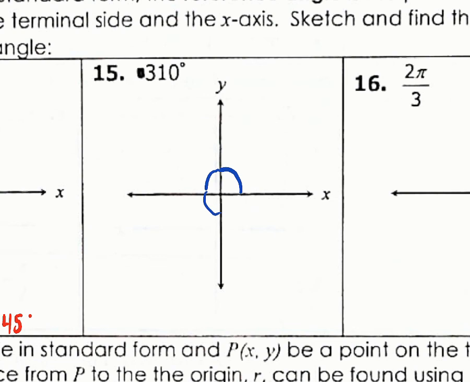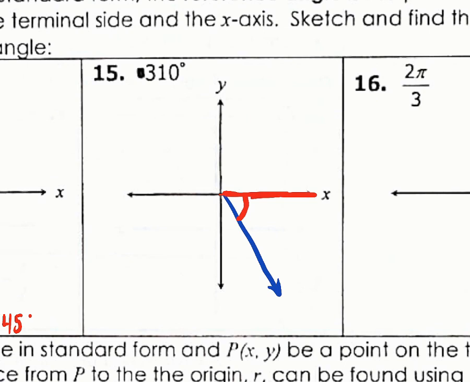I'm still going, right? How far past 270 do I go? A little under halfway. I go 40 degrees, right? So let's say somewhere around in there. Guys, what's my reference angle? How far is it from the x-axis? Right there. Now, what's the value of the x-axis right there?